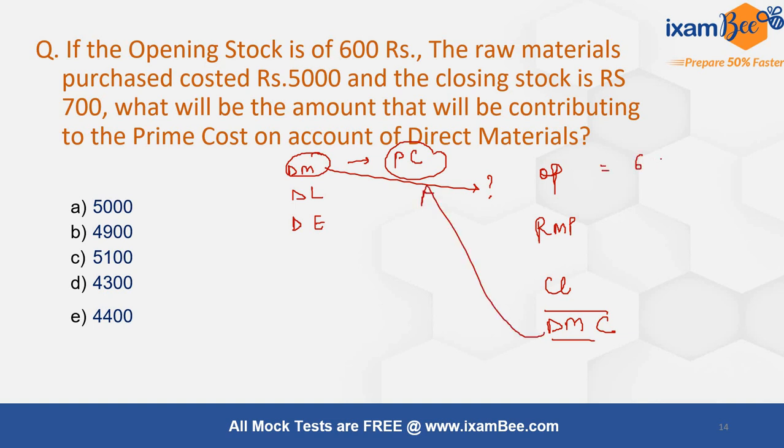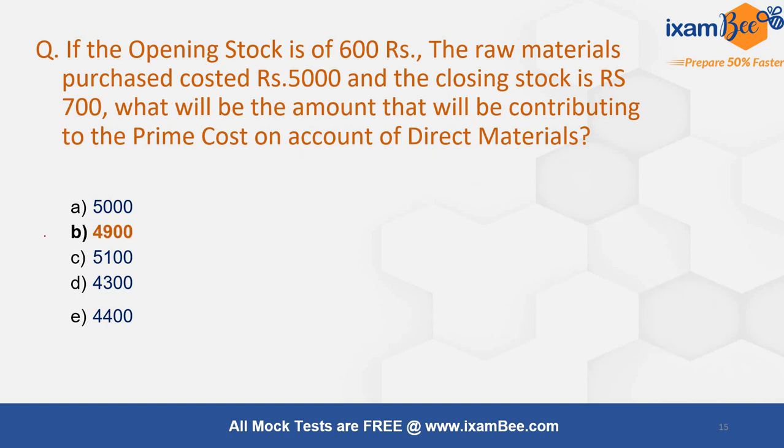So our opening stock is 600. You already had the stock worth 600 with you. In this year you purchased the stock worth 5,000. In total you had the stock of 5,600 to be consumed, but at the end of the year 700 worth of stock is not yet consumed. So it will be deducted from being an expense, and the expense will be 5,600 minus 700, which is 4,900. So 4,900 is the direct material consumed expense. So B is the correct answer.